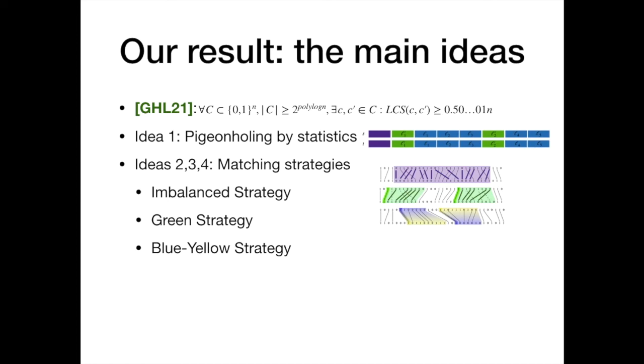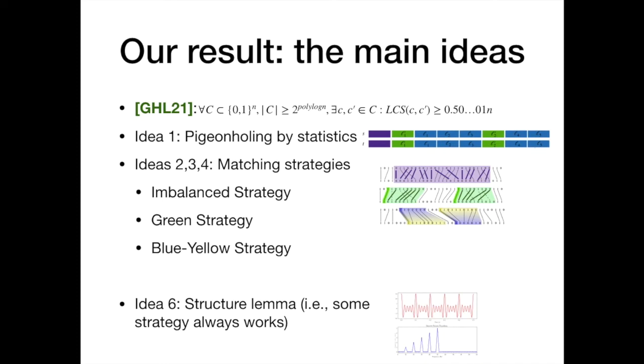So we give three different ways to do it, and we prove this structure lemma that says that at every point in the string, one of these strategies is always going to work. It's always going to give you a constant fraction advantage in the LCS. And very roughly, you should think of the structure lemma as proving some kind of Fourier transform. So it kind of classifies strings by how frequently they're oscillating between zeros and ones.